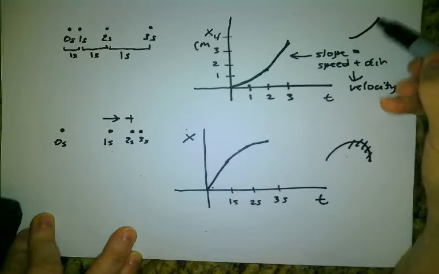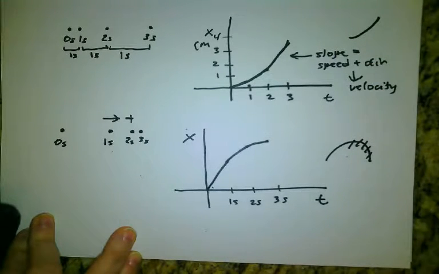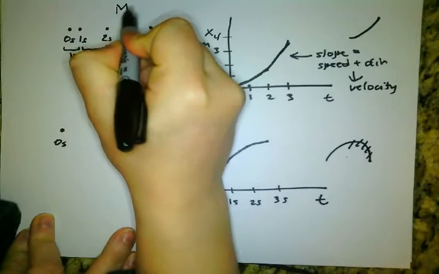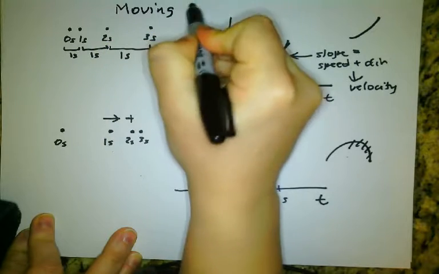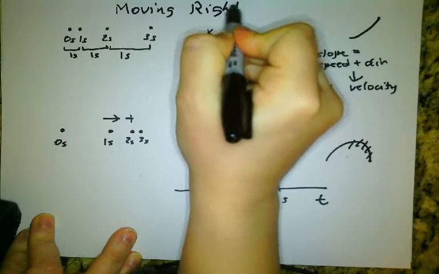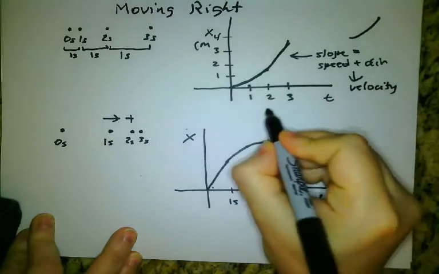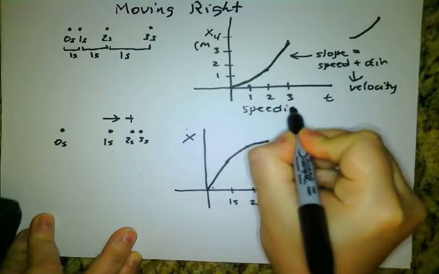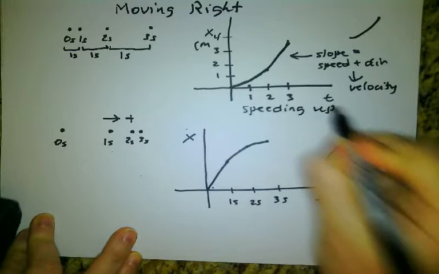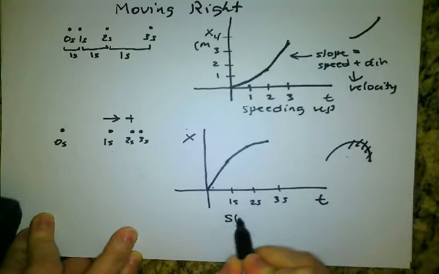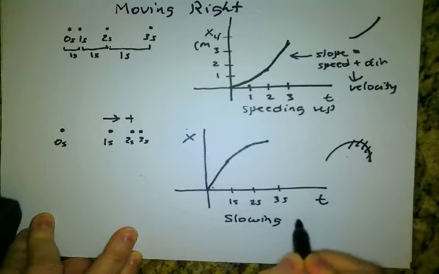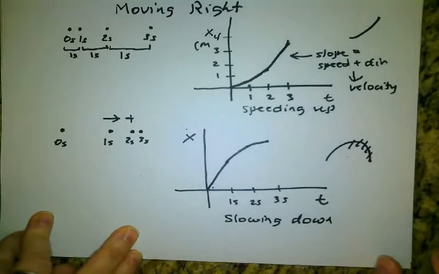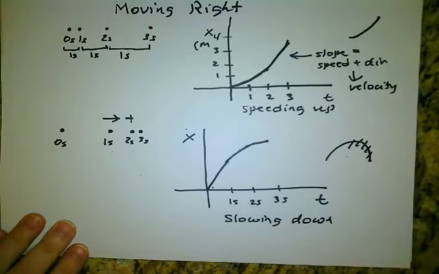And here you see a bowl up shape to represent speeding up. So what we've basically just done is moving to the right, and also two variations on that. This is the speeding up variation, where the distances each second are getting bigger, and this is the slowing down variation, where the distances each successive second are getting smaller.